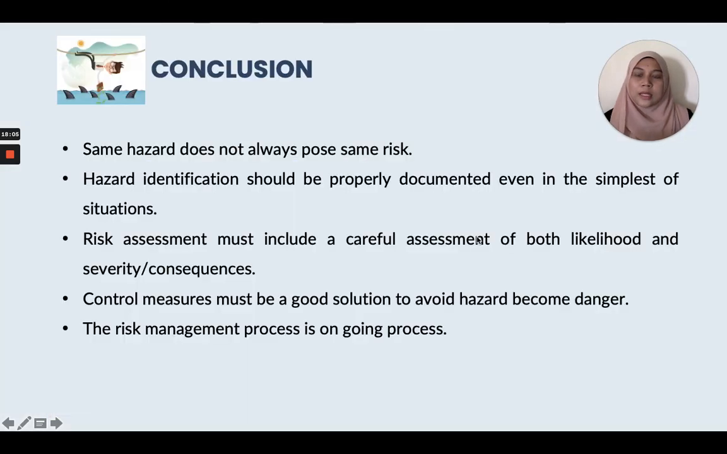In conclusion, the same hazard does not always pose the same risk, and hazard identification should be properly documented even in the simplest of situations. Risk assessment must include a careful assessment of both likelihood and severity of consequences. The control measures must be a good solution to prevent hazards from becoming danger, and the risk management process is an ongoing process, so keep updating the risk management.